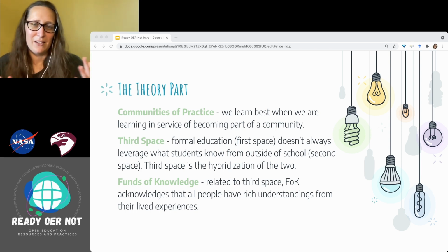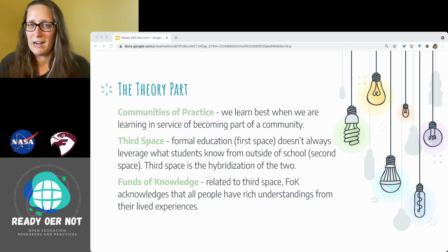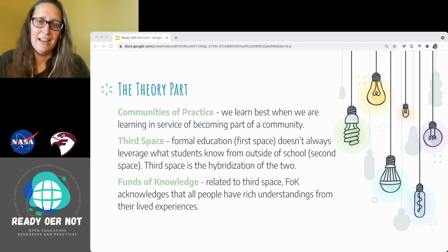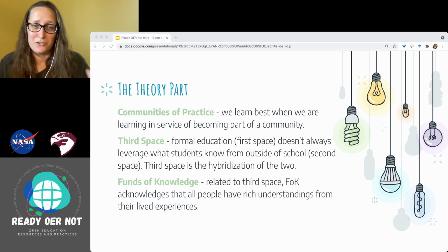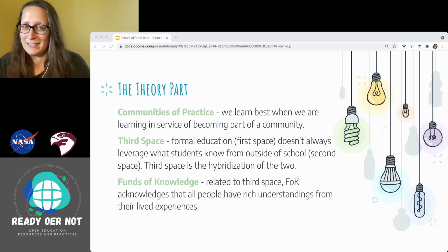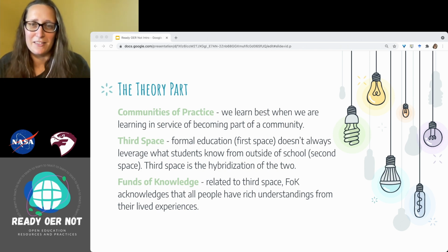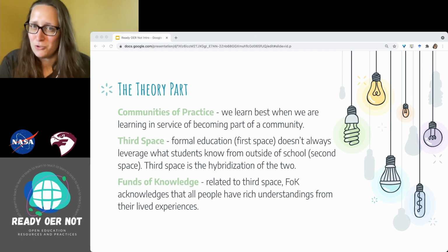Communities of practice comes out of the study of apprenticeship programs, where what you're learning is not just knowledge to be had. It is becoming a new person, taking on a new identity. And a lot of times our students aren't necessarily becoming scientists or becoming mathematicians in our classes. They're becoming science students, or they're becoming math students.